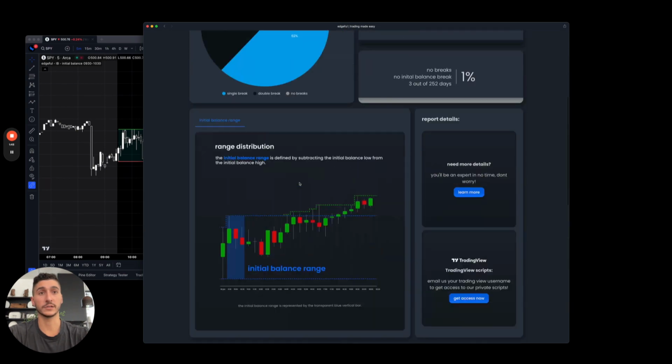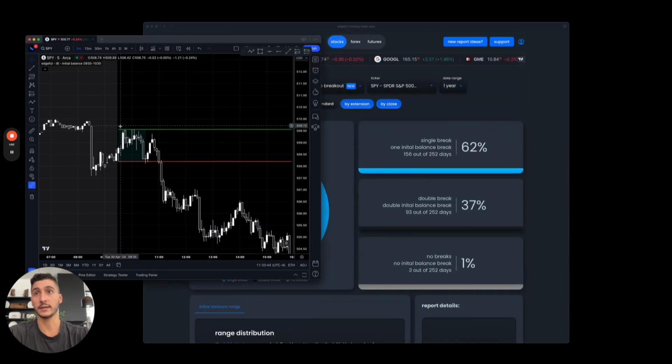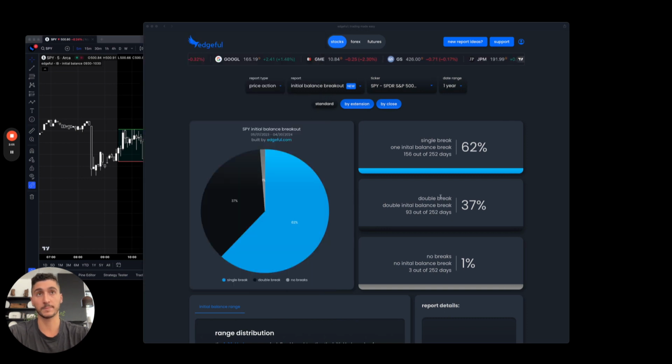The way that you can use this is to say, okay, I understand, here are my levels. So wait that first hour, now you know your levels, and then target one of those levels if you see something setting up, but just know that for SPY, there's a lower chance of that happening.